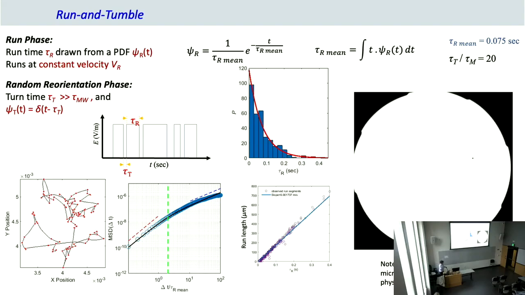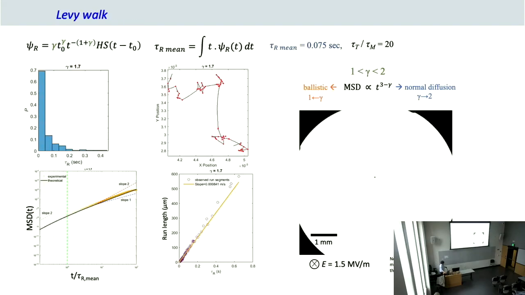And you can crank up this game a lot. So you can do Levy walks, for example. So you can illustrate in experiment superdiffusion and subdiffusion. In that case, you take a PDF of the run times that is a power law in time. And again, you see the mean square displacement can be either superdiffusive or subdiffusive, depending on what power you choose here. And you see this characteristic Levy walk pattern.